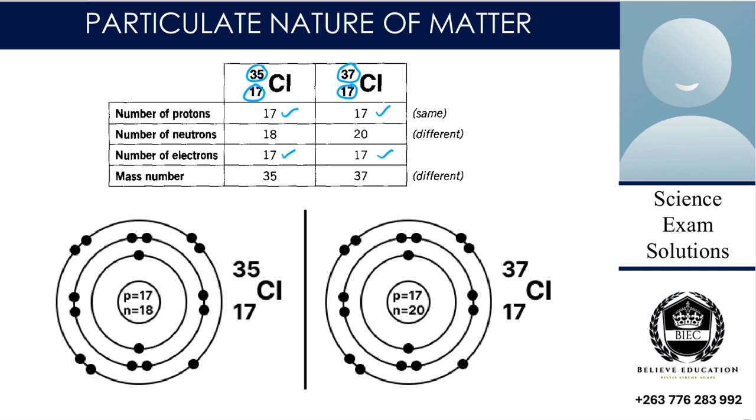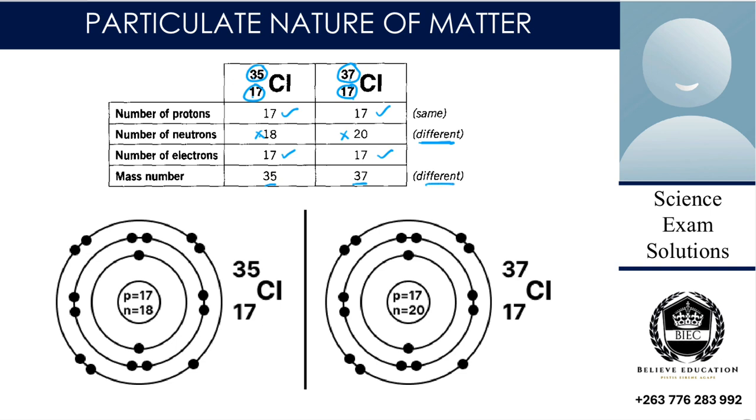So for the first one, 35 minus 17 gives me 18. So 18 is the number of neutrons. Then for the second, 37 minus 17 gives me 20. So 20 is the number of neutrons. So the numbers of neutrons are 18 and 20, which are different. But we see that they have the same number of protons. Then my masses, one gives us 35 and the other has 37.